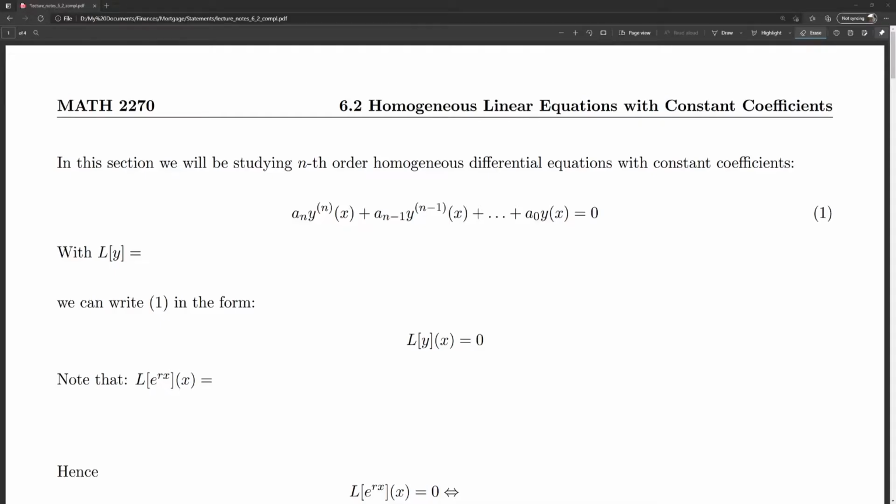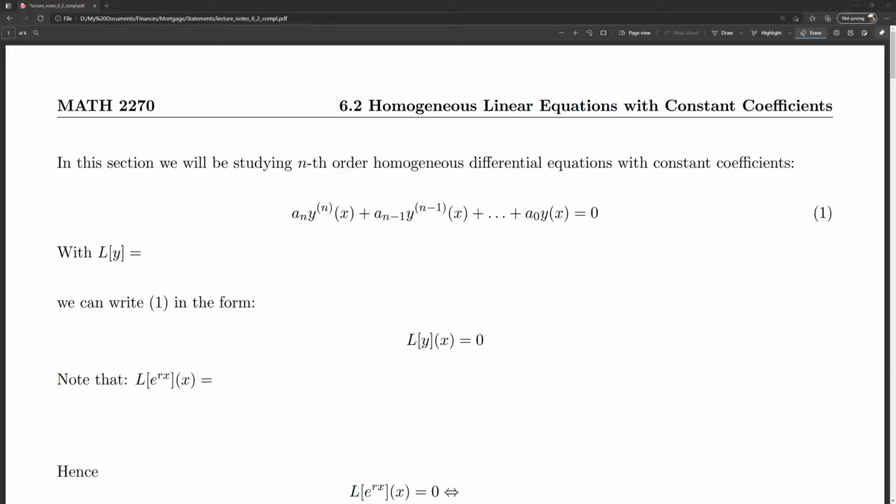In this section, we'll be revisiting some of the methods that we use to solve second-order linear differential equations. We did this in Chapter 4, and we will be applying these techniques on nth-order homogeneous differential equations with constant coefficients of the form a sub n times the nth derivative of y plus a sub n minus 1 times the n minus first derivative of y plus dot dot dot plus a naught times y equals 0.